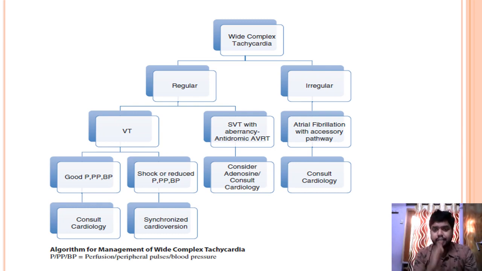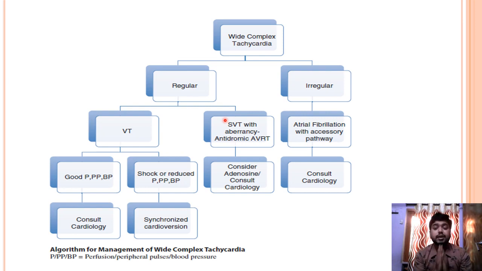If it is irregular, definitely think of atrial fibrillation being conducted through an accessory pathway; consult a cardiologist. If it is regular, think it could be SVT with abnormal conduction blockade, either RBBB or LBBB, and some antidromic AVRT going on. So always think wide complex SVT is not only narrow complex tachycardia. Please remember, SVT can be narrow complex tachycardia or wide complex tachycardia.